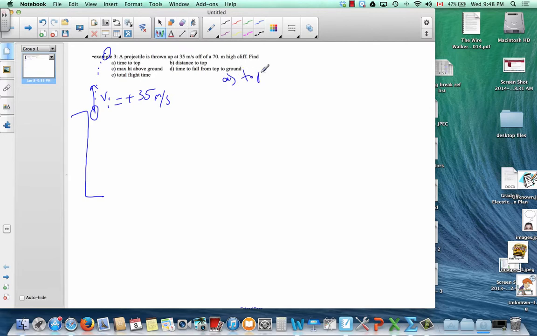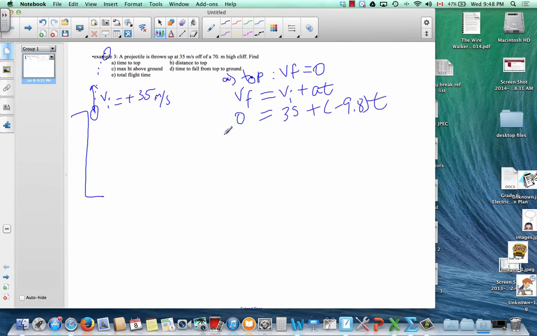Now, key information is at the top we're momentarily stopped, so the final speed is 0. It's also true that we're in free fall, so the acceleration is downwards 9.8 for this part of the motion. So we'll use VF. Let's clean that up. VF is VI plus AT. So the final speed 0 at the top, momentarily 35 the launch speed, downwards 9.8 the acceleration.